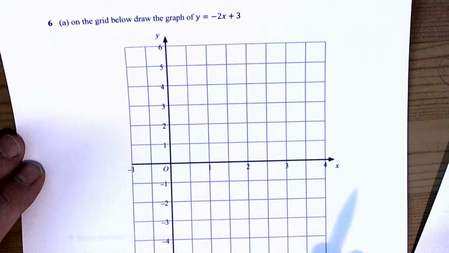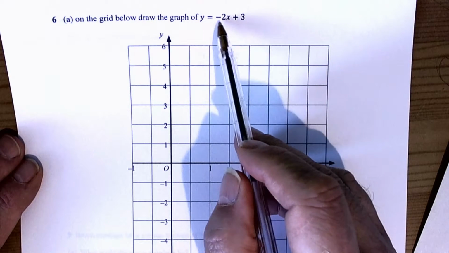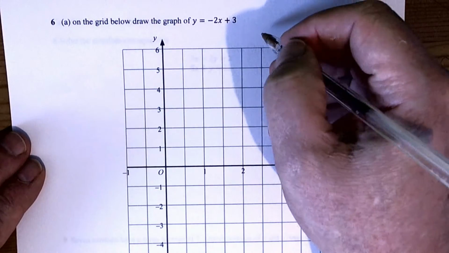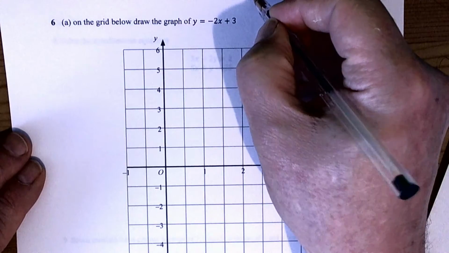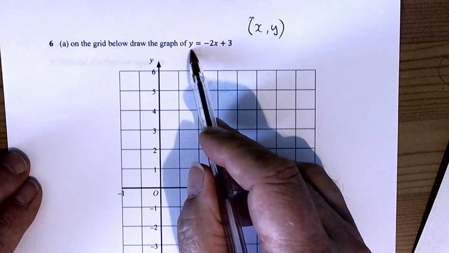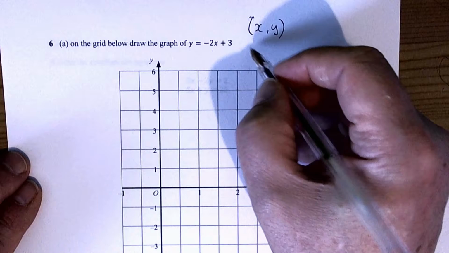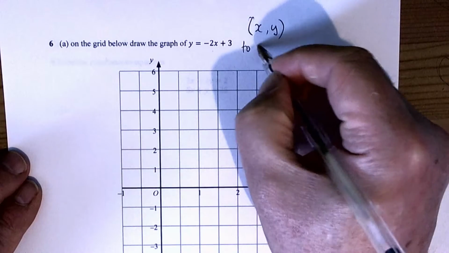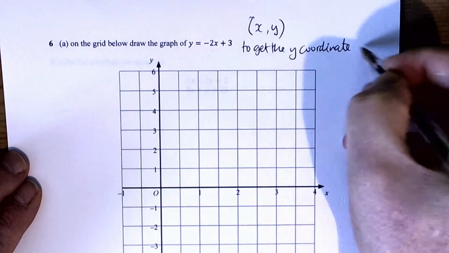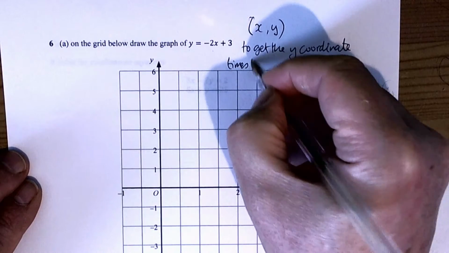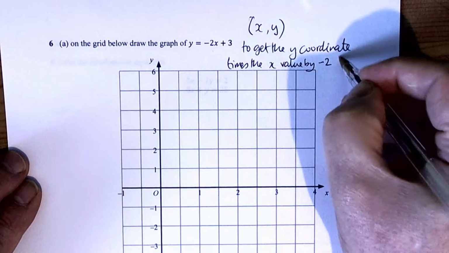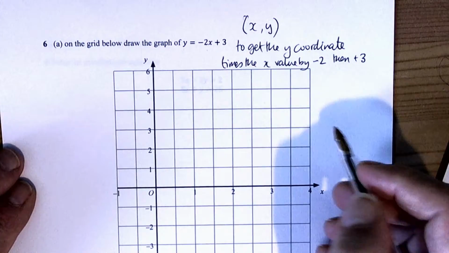Okay, so it's asking us to draw a graph of the function y equals -2x plus 3. Well, what we need to remember about these straight line graphs, guys, is that it's about coordinates, and we need to remember that our coordinates are an x number followed by a y number when the graph talks about functions in terms of y and x. And it's telling us in this case basically to get the y coordinate, times the x value by -2, then add 3. So that's basically what it's telling us.